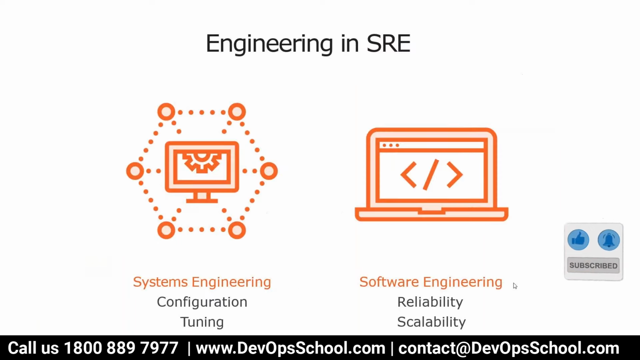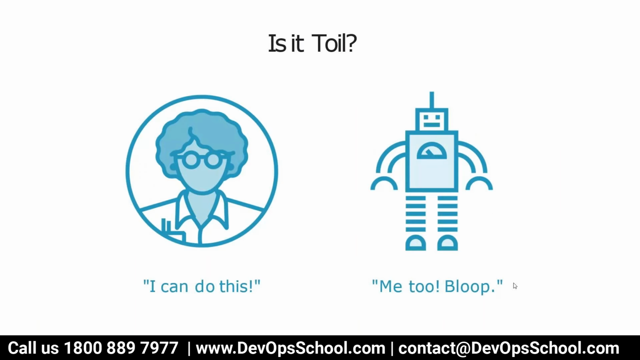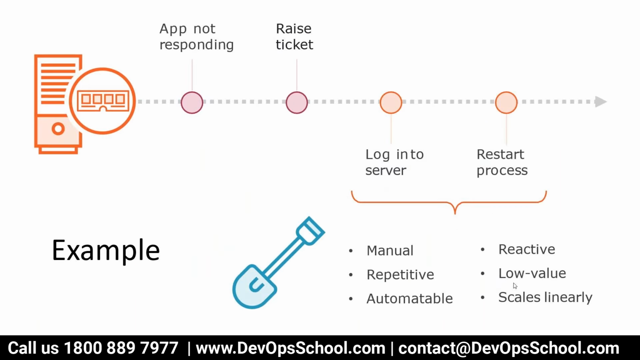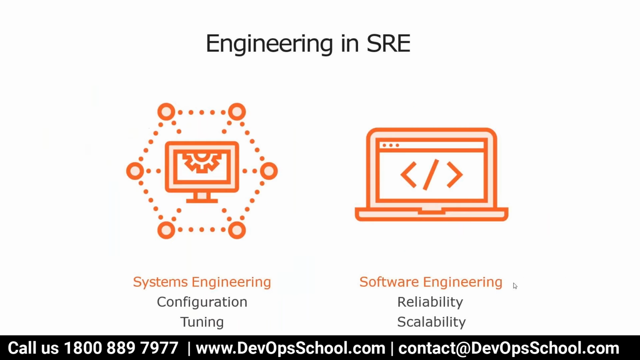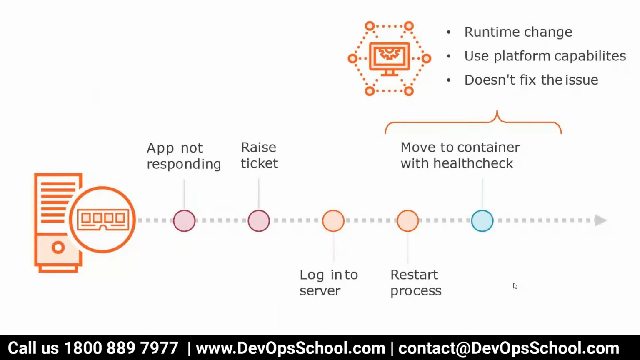Again, I must remind you, this is the problem which we are discussing: app not responding, raise a ticket, log into the server, manually restart the process. Can it be automated? Right now, let's say you did the ops work, you logged into the server, you restarted the services. That is the best you can do at maximum. But how can you become SRE? In order to become SRE, you need to discuss. You did this: app not responding, raise a ticket, log into the server, restart the process.